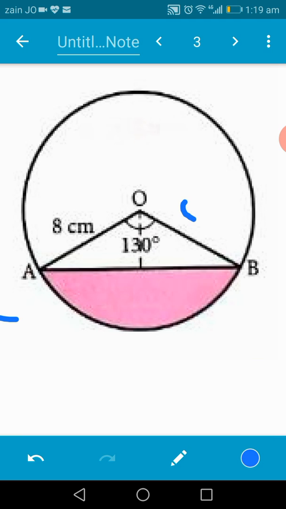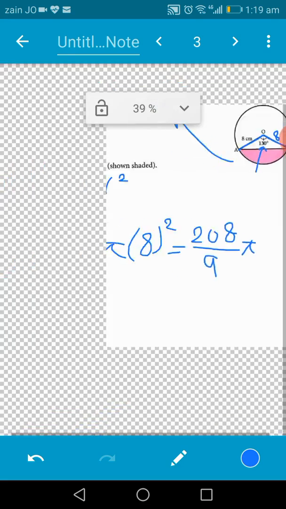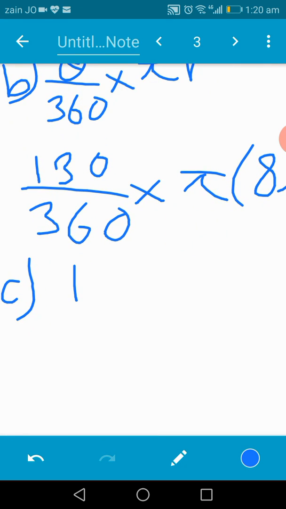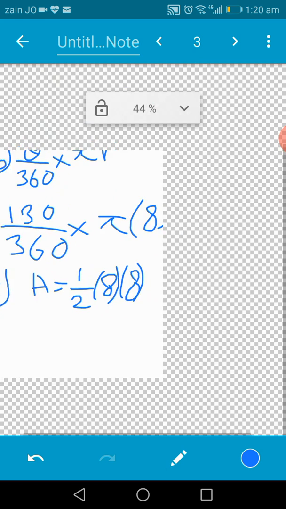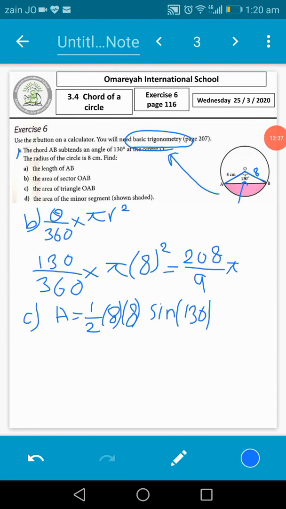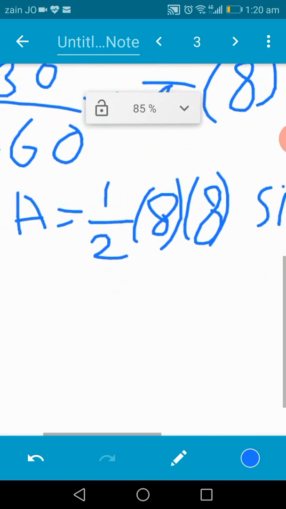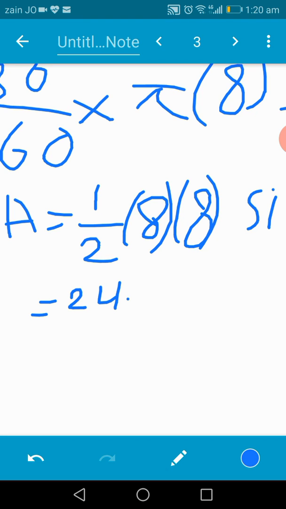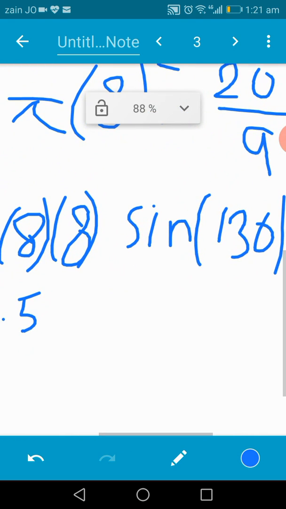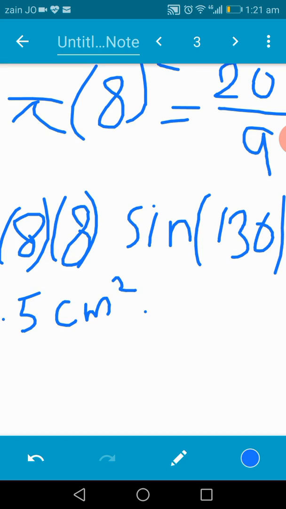Times the sine of theta. Yes, so the rule is half times this side times this side times sine theta. This is part C. Now the area of the triangle equals half times 8 times 8 times sine 130. We get 24.5. The area is in centimeters squared. So this is the area.